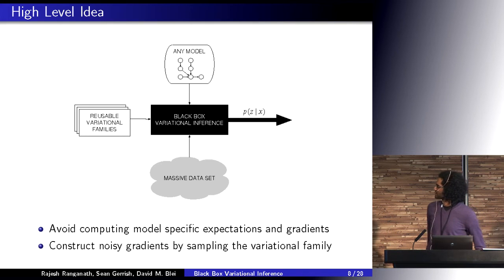Let's try to look at this pictorially. Our goal is the following. We want a set of variational families that we can reuse. We want a model that goes in. We want a data set that comes in. And we want some sort of approximate posterior to come out. And this seems a little like magic at first, but the way we avoid computing these expectations and gradients is by using noisy gradients of the ELBO.